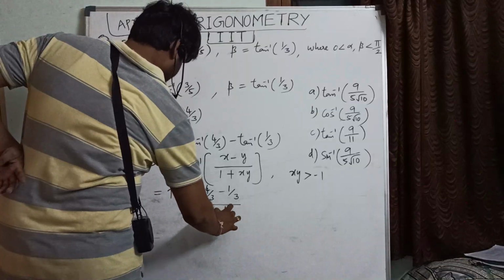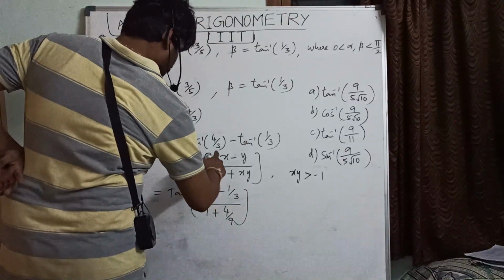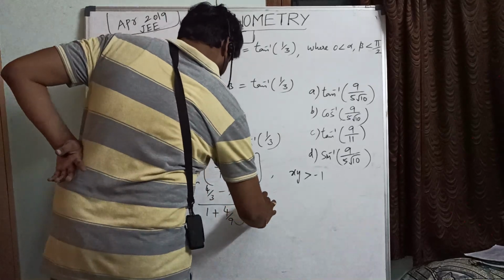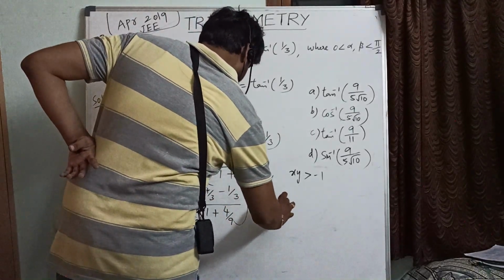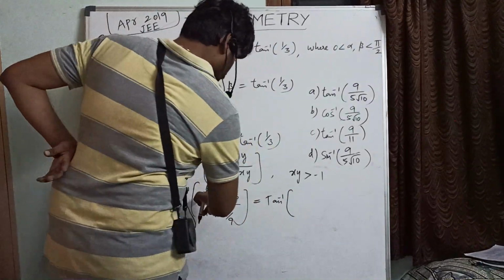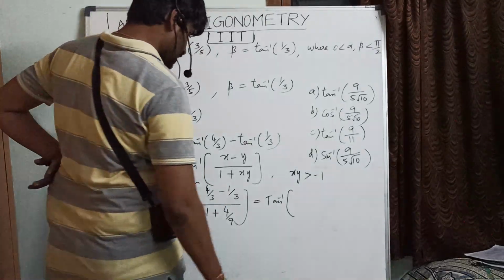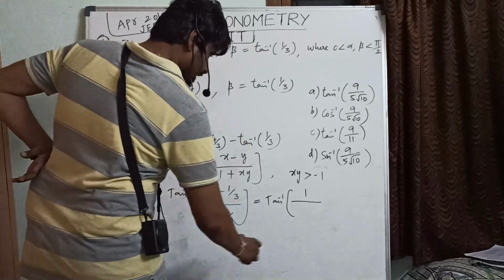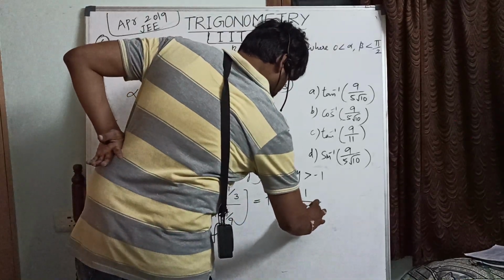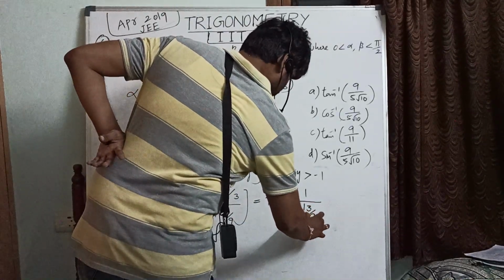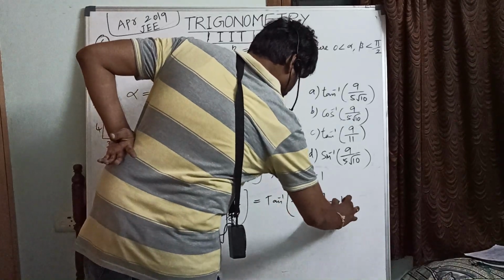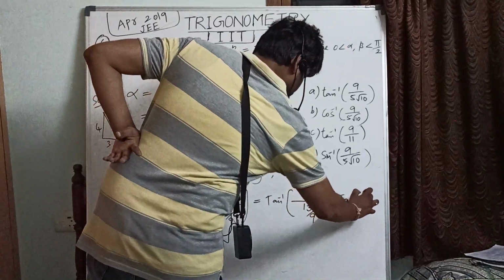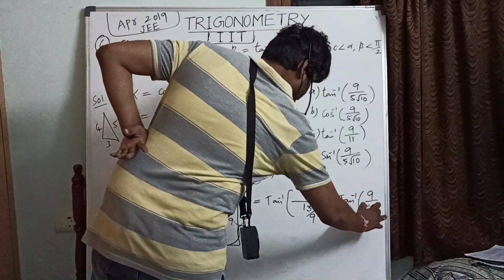1 plus 4 by 9. Correct? 4 by 3 into 1 by 3. So what will you get here? Tan inverse of, so 4 by 3 minus 1 by 3, what will you get? 3 by 3, 1. Okay. So here 9 plus 4, 13 by 9. Okay, 13 by 9, so 9 by 13. So tan inverse of 9 by 13 we can get.